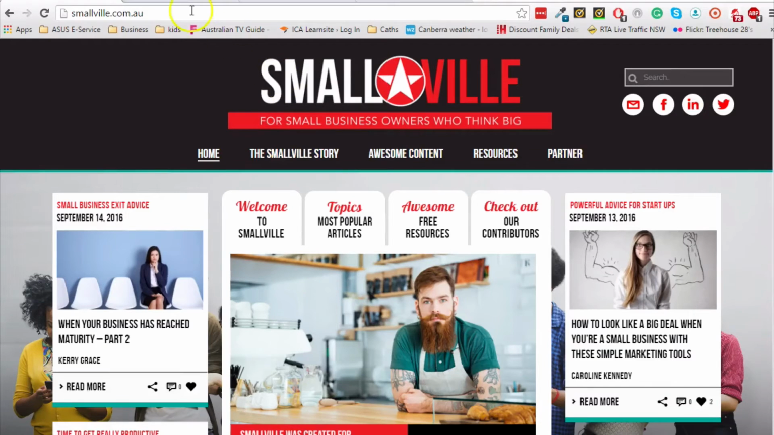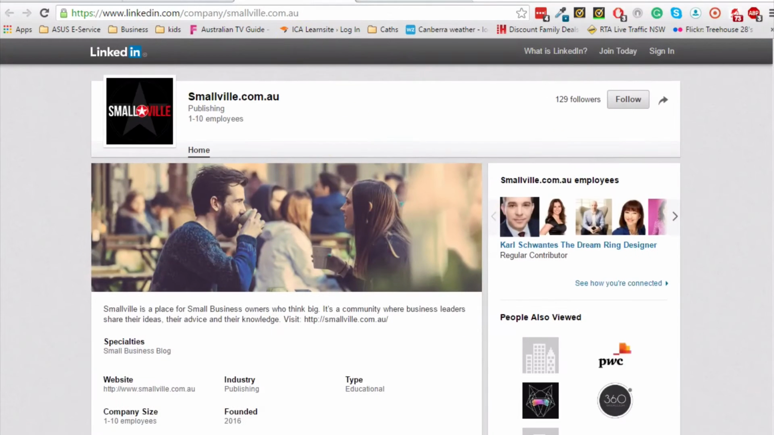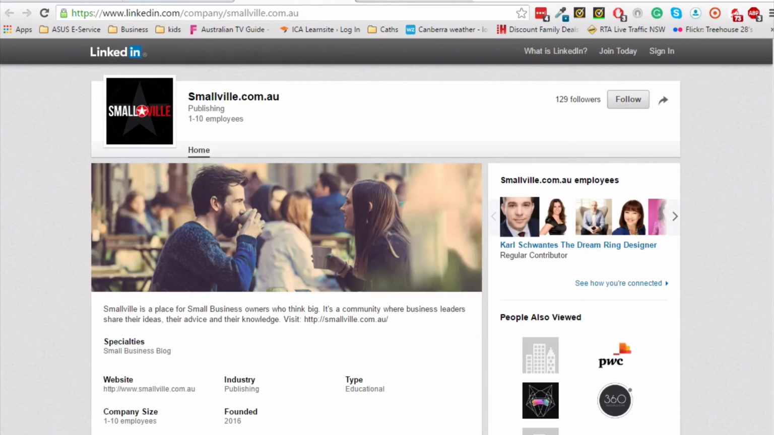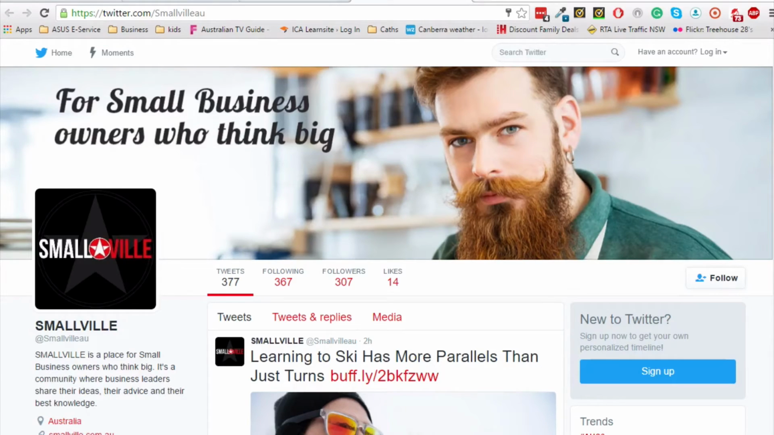Consistency. When you look at the Smallville Facebook page, see how they've got consistent branding on all of their social media platforms. So this is Facebook, this is LinkedIn, and Twitter. So you can tell straight away that you're on the right page, that it is Smallville. It makes it obvious to their audience that they're in the right place, and it's advisable to keep your images the same or similar. So you can see that Smallville uses the same image on Facebook that they're using on Twitter, but they've just cropped it slightly differently.